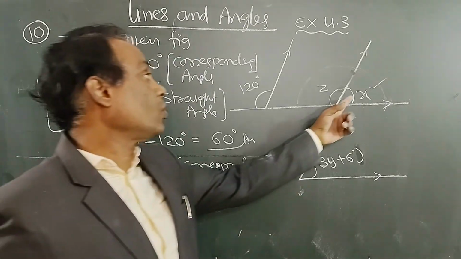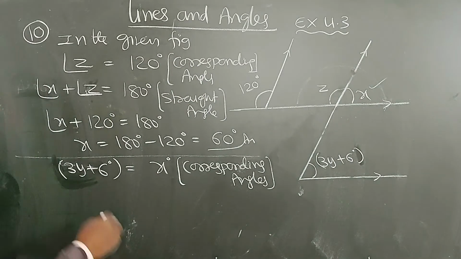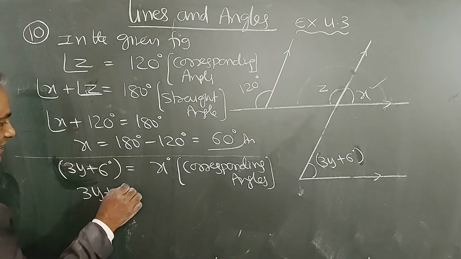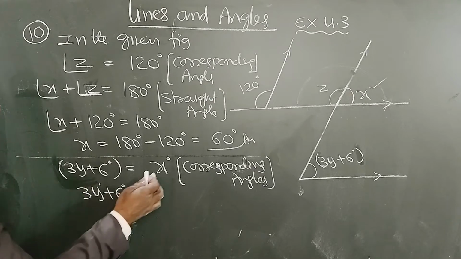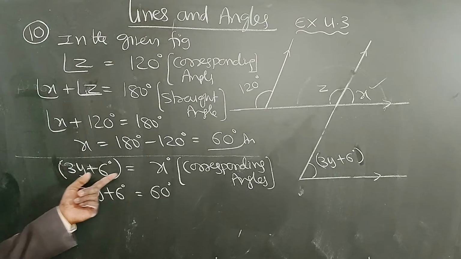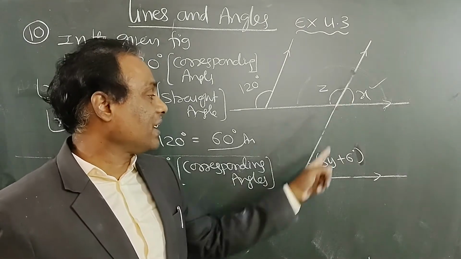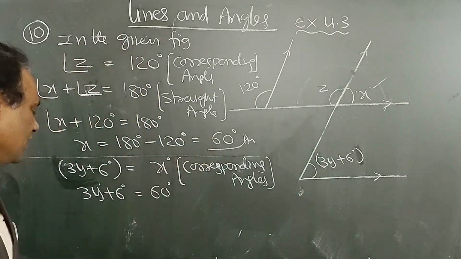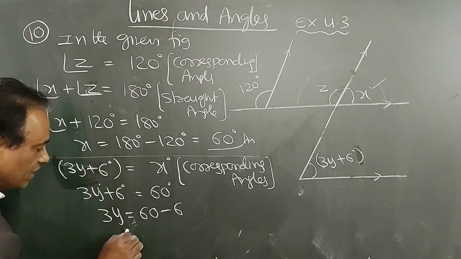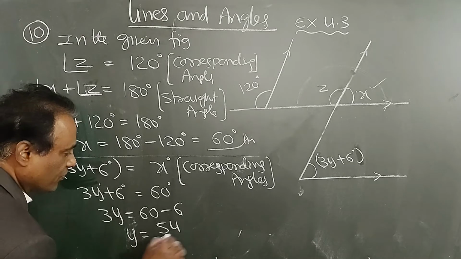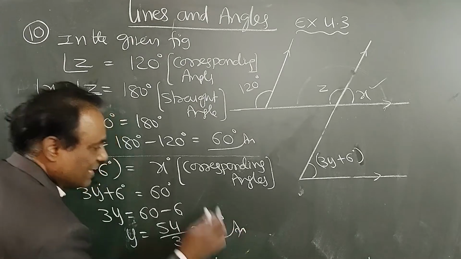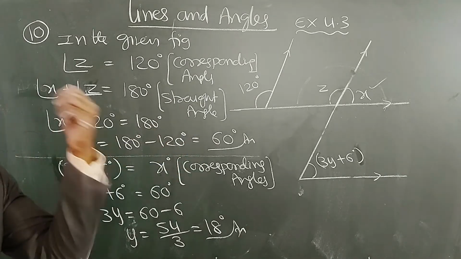Corresponding angles. These two are corresponding angles. So 3y plus 6 is equal to x. Already we got x is 60. These are corresponding angles, x is 60. So 3y is equal to 60 minus 6, 54. Y is equal to 54 by 3, which is 18 degrees. Answer: y is 18, x is 60. Problem is over.